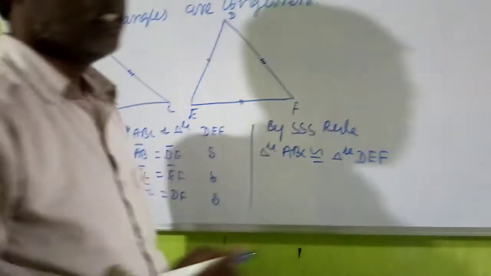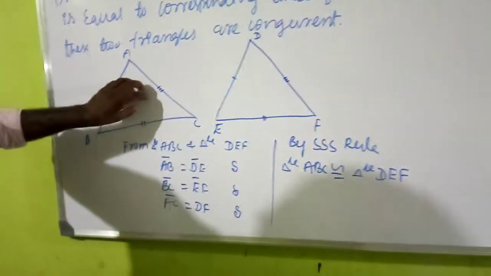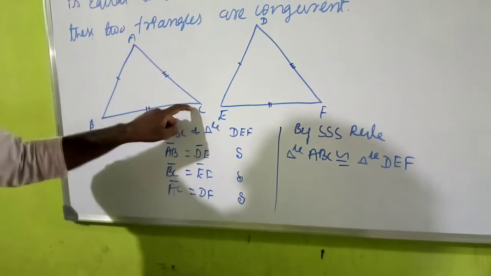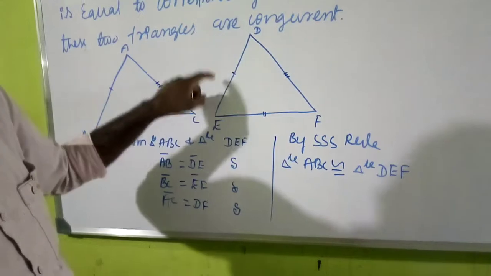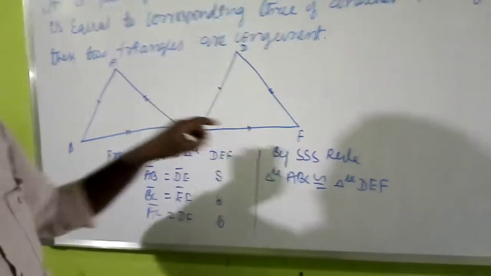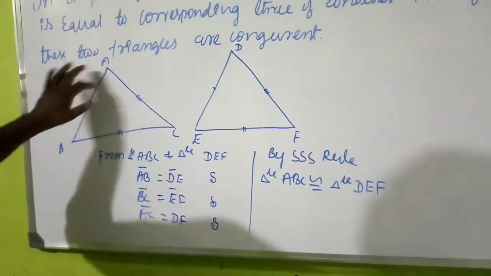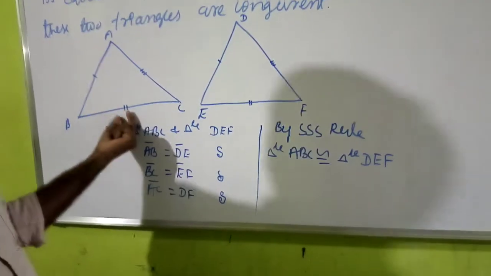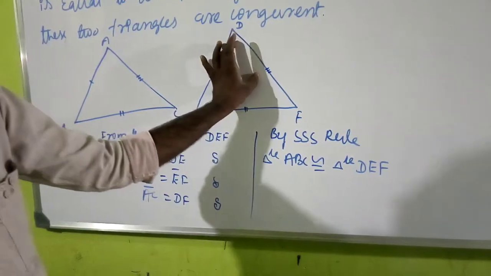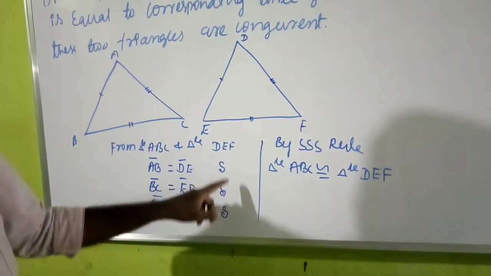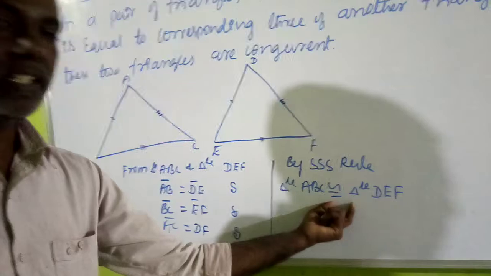Okay, now students, here I am just explaining. Three sides of one triangle, that is ABC, are equal to the three sides of the other triangle DEF, that is, the corresponding sides of DEF. Then AB is equal to DE, BC is equal to EF, and AC is equal to DF. So side, side, side, by SSS rule, these two triangles are congruent.